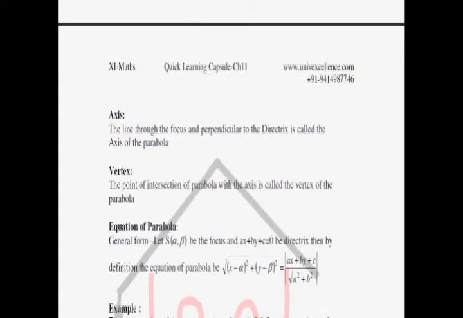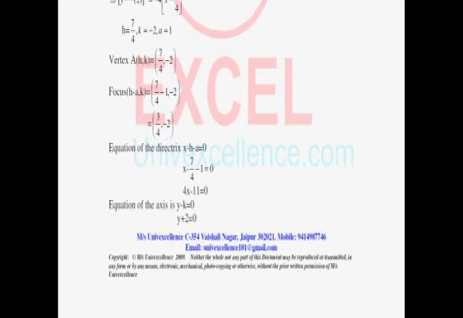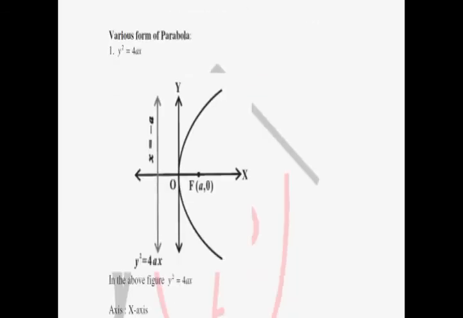After one topic is completely covered, we move to the next topic, parabola. Complete parabola, its definition, its directrix, and all other information is well defined in these documents. This is how quick learning capsules are designed for your quick learning and quick revision, and that is why they are known as quick learning capsules. You can browse them at any point of time and reinforce your learning.